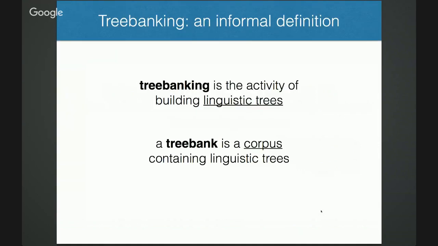First of all, a very informal definition. Treebanking is the activity of building linguistic trees. I use this rather generic term linguistic, because there are different kinds of linguistic trees contained in a tree bank. Of course, we have syntactic trees, but we should also remember that the syntactic annotation usually relies on a morphological annotation. So this is the first layer of annotation that we find in a tree bank.